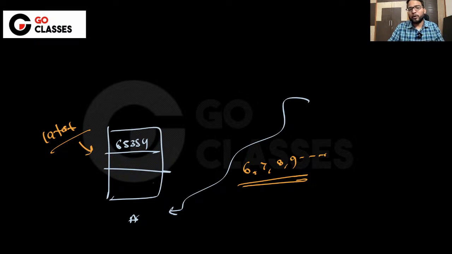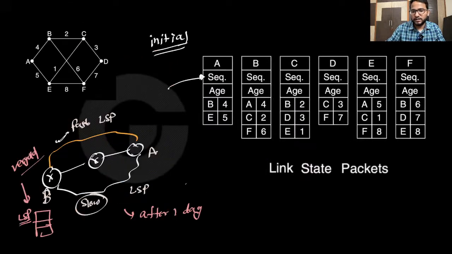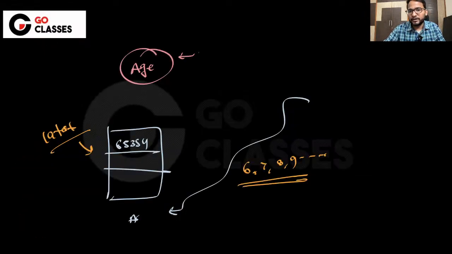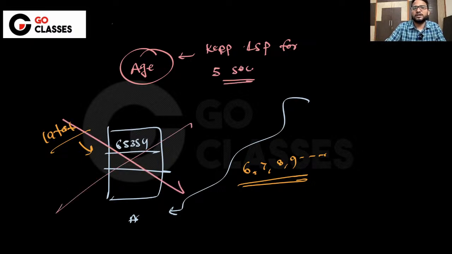So to avoid that problem, we have one field that is called age. So there are two fields: one is sequence number, another one is age. Age is saying to keep this LSP for, let's suppose, some time, let's suppose 5 seconds only. After 5 seconds, whatever the sequence number you have, you just discard that LSP. That's what the age says.